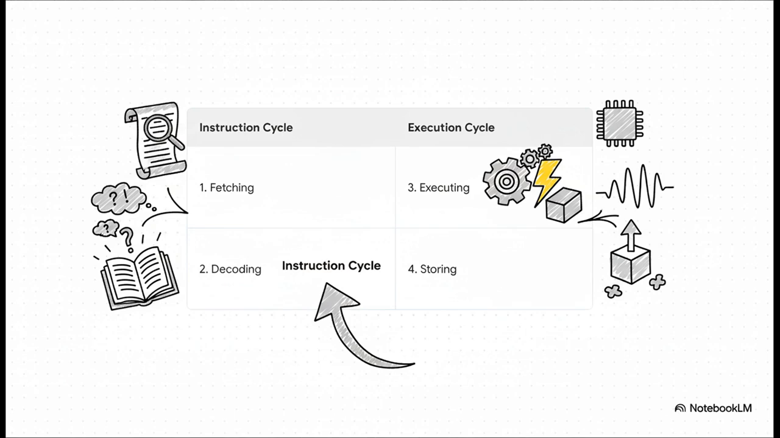On one side, you have the instruction cycle. That's all the prep work, fetching the command and figuring out what it means. On the other side, the execution cycle. This is where the action is, carrying out that command and saving the result. So let's dive into that first half, the preparation phase.